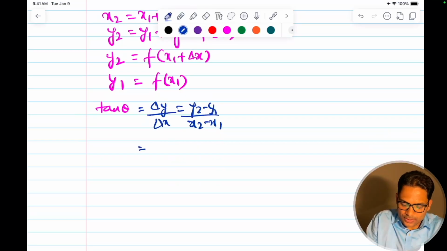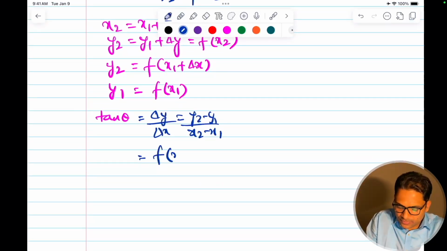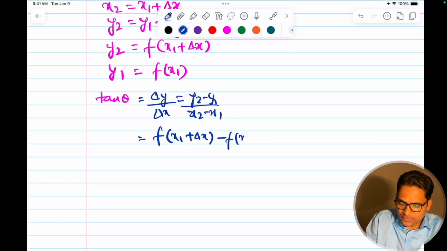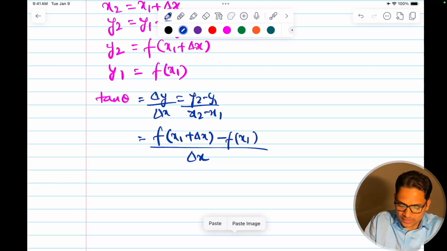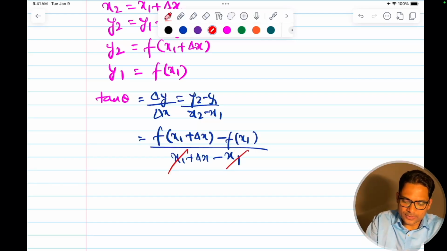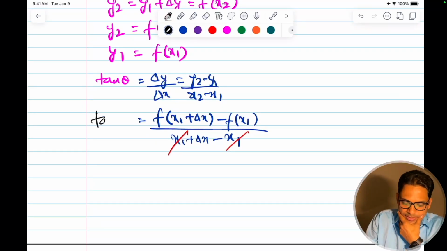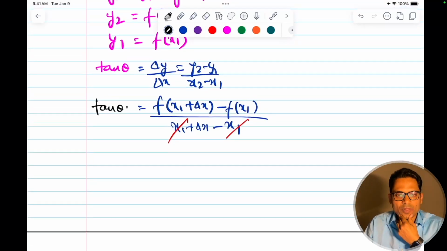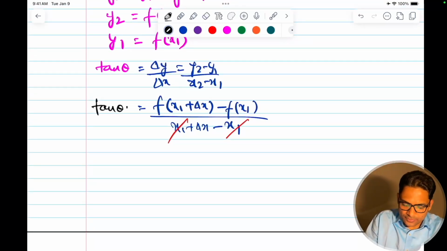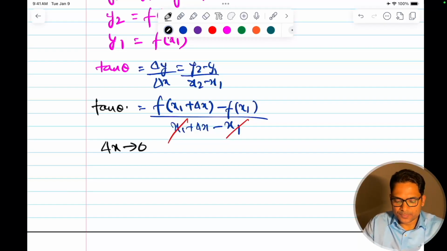So this is equal to, what is y2? f of x1 plus delta x minus f of x1, and x2 minus x1 is delta x. This is nothing but x1 plus delta x minus x1. This x1 cancels off, so that's what it is. And what did we say? This is your tan theta, right? What if delta x tends to 0?